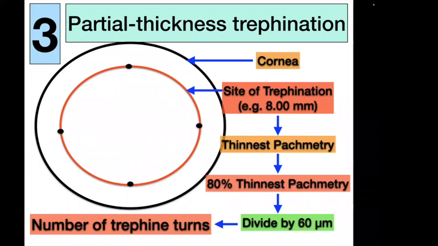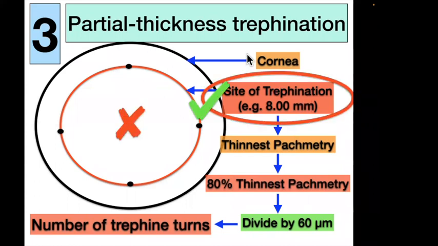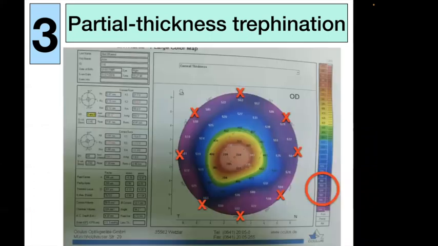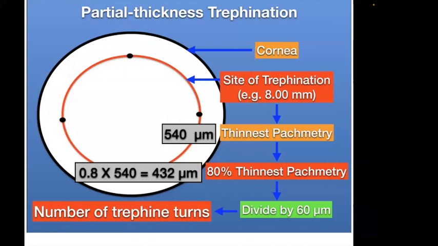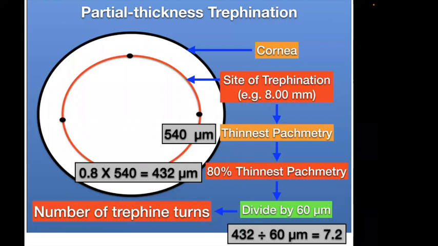I stress again, what is important for me is thickness at the site of trephination and not the thickness in the center. So this is the Pentacam map. We come, for example, at this 8 millimeter diameter, and we look at this point through the color code, and we choose the thinnest location, and we start doing our calculation. For example, if the thinnest pachymetry is 540, we take 80% of this 540, this will be 430. We divide 430 by 60, will give me about 7 quarter turns.